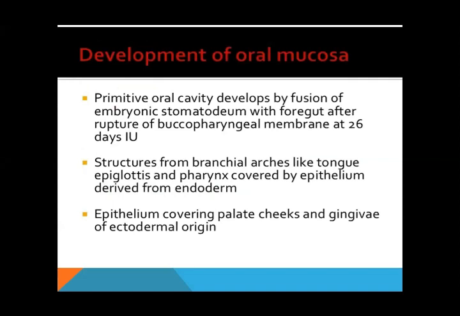Development of oral mucosa. The primitive oral cavity develops by fusion of the embryonic stomodeum with the foregut after rupture of the buccopharyngeal membrane at 26 days intrauterine. Structures from branchial arches like the tongue, epiglottis, and pharynx are covered by epithelium derived from endoderm. The epithelium covering the palate, cheeks, and gingiva is of ectodermal origin.